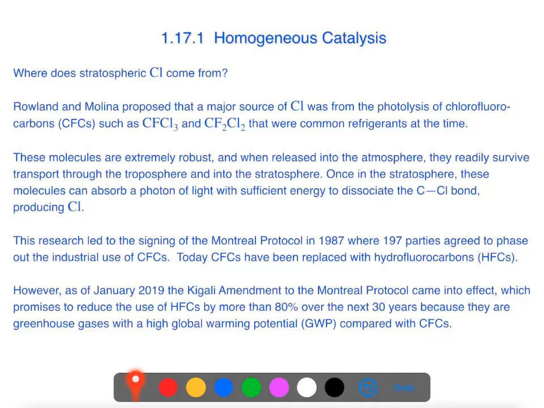In the next video, we'll look at enzymatic catalysis, another example of homogeneous catalysis.